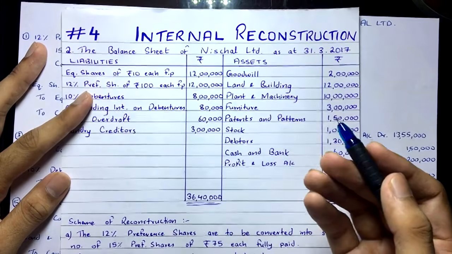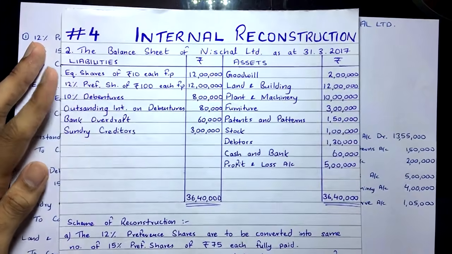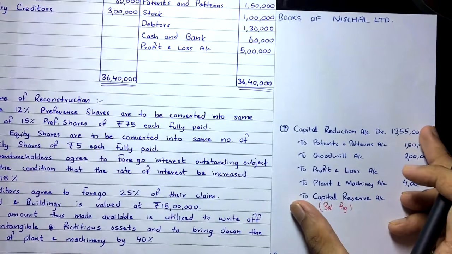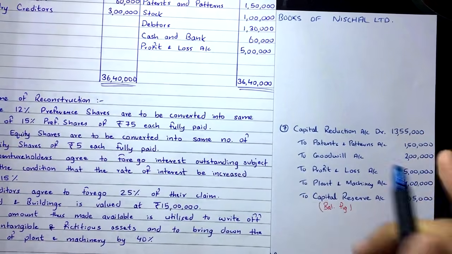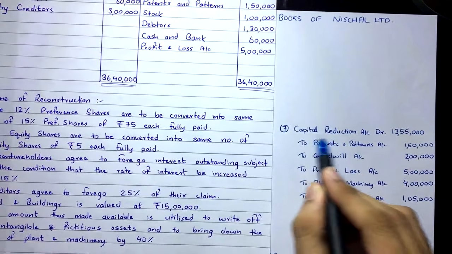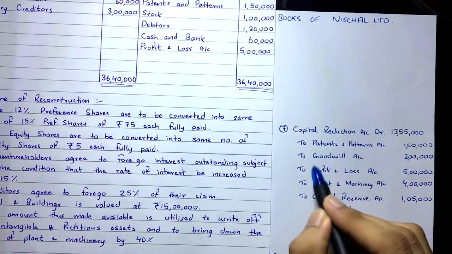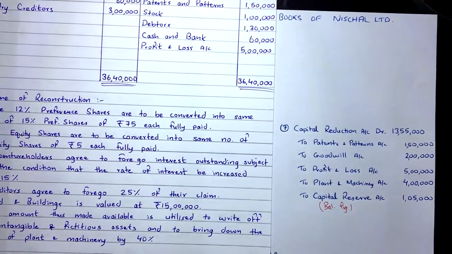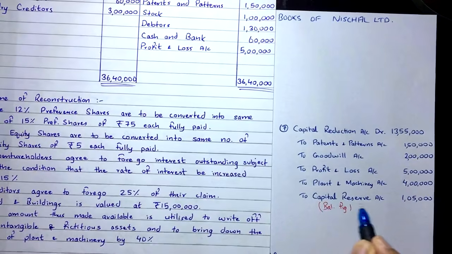It is overvalued. So what we have to do is reduce that. Now we have to pass a combined entry of capital reduction. See here, this entry is very simple to pass. What we are going to do here is utilize the gain that was there in capital reduction to write off the losses, fictitious assets, intangible assets, and properly value the assets. And if there is any balance left, that balance will go to capital reserve, right?